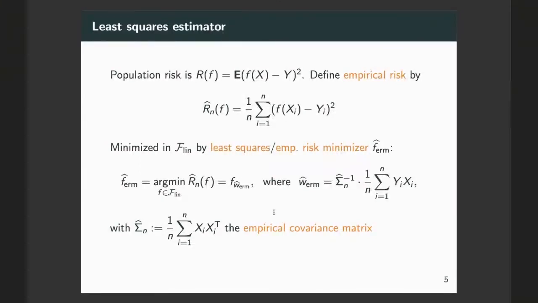And it has an explicit expression given by this one. Compared to the population risk minimizer, you just replace the expectations by empirical averages over your samples. In particular, it depends on this object, the empirical covariance matrix, which is the empirical analog of the population covariance.